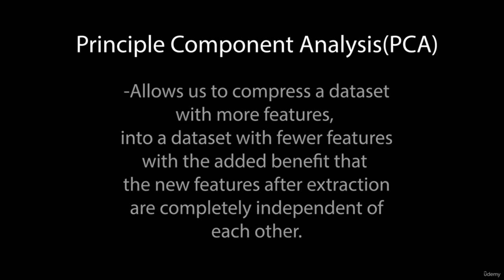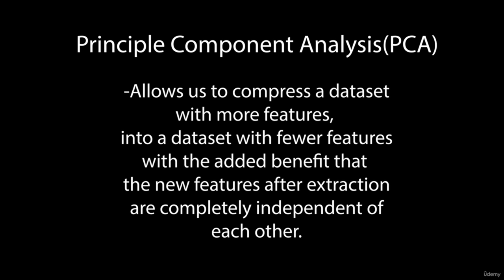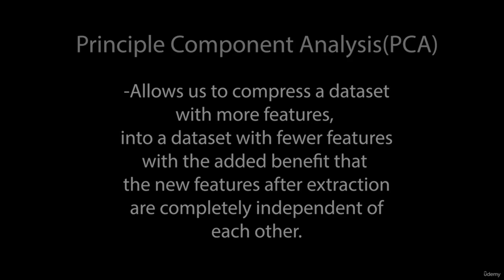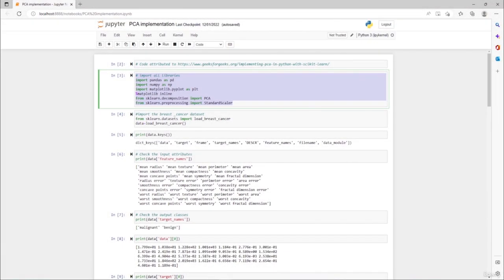A popular technique for feature extraction is principal components analysis. Principal components analysis allows us to compress data with more features into a dataset with fewer features, with the added benefit that the new features after extraction are completely independent of each other. In this video, we will implement principal components analysis on a breast cancer dataset. This dataset belongs to the preloaded sklearn datasets and can be loaded on the fly.